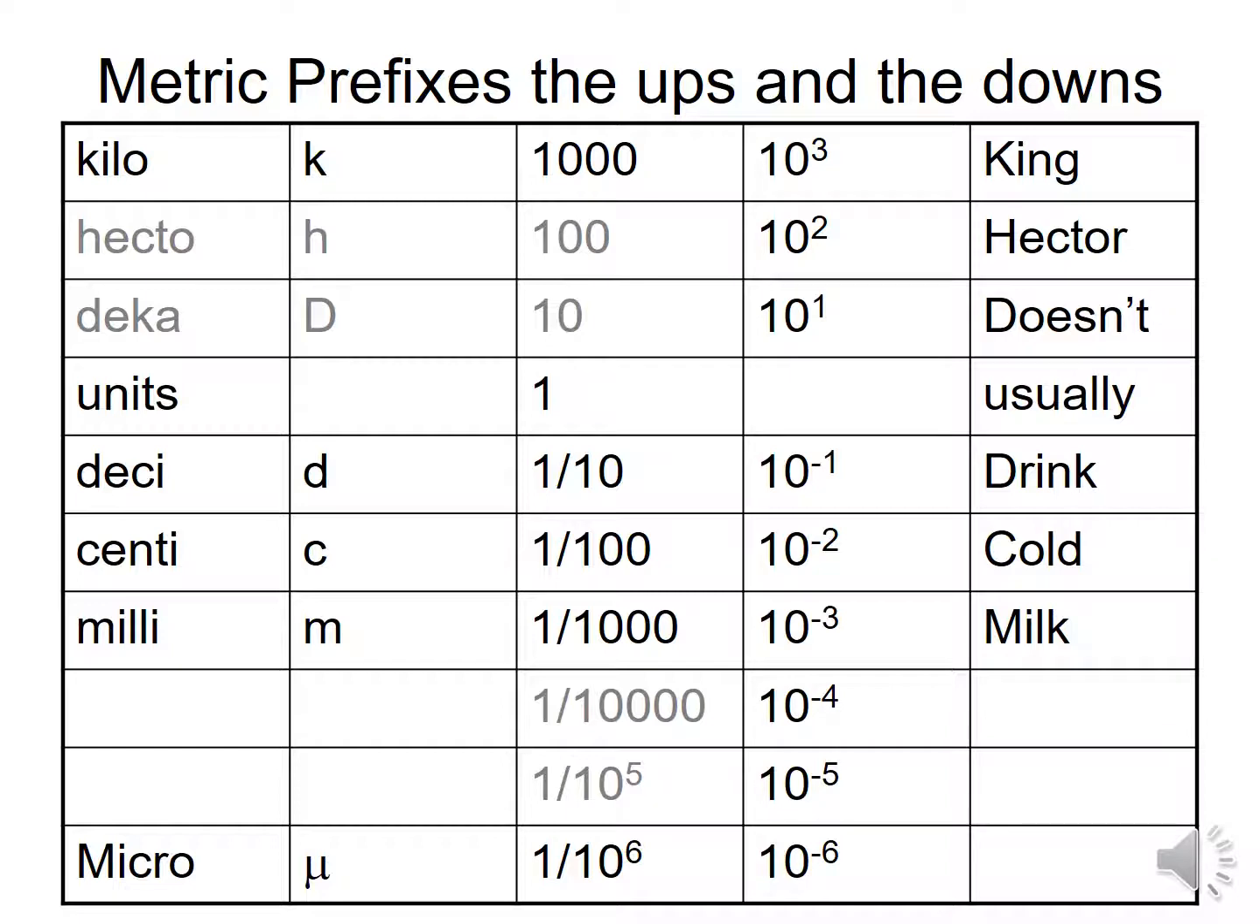Milli is 1,000th. Micro is a millionth. Some people remember these basic units with King Hector doesn't usually drink cold milk, for kilo, hecto, deca, unit, deci, centi, milli. Just a little mnemonic there.